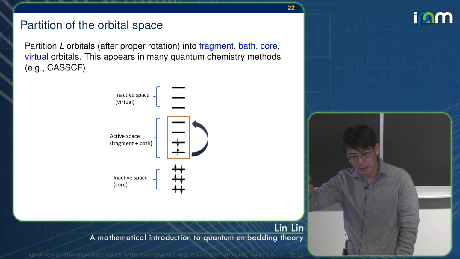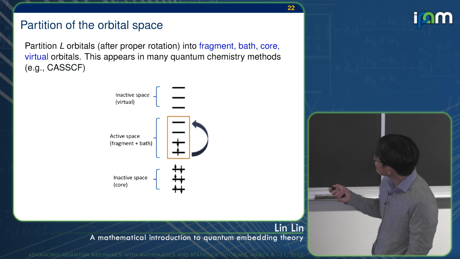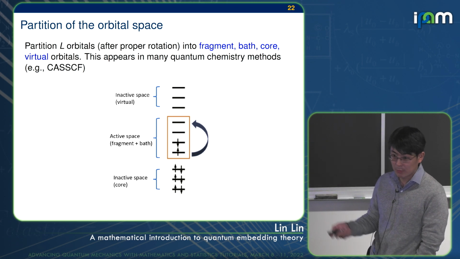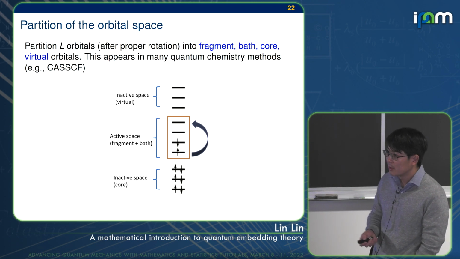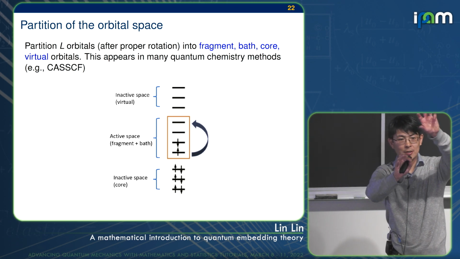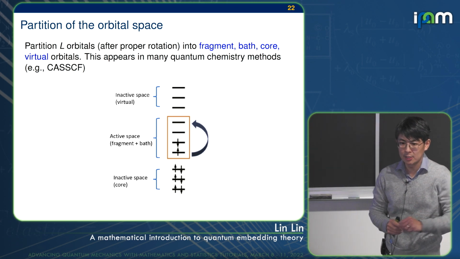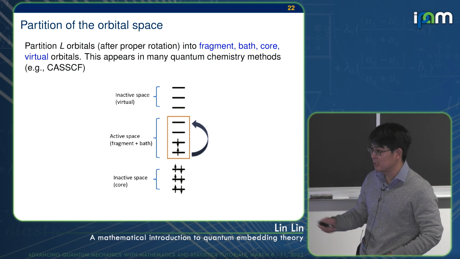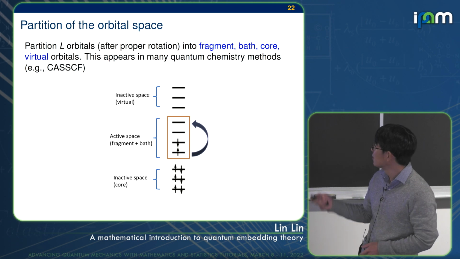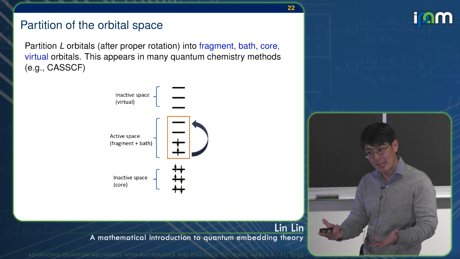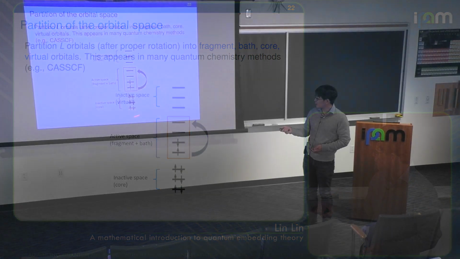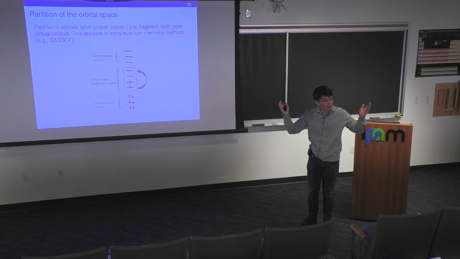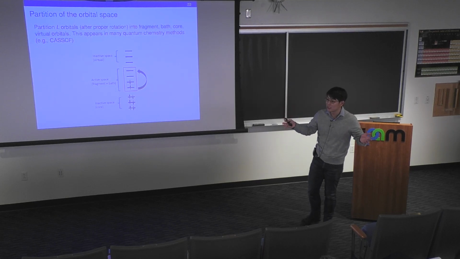You do a proper rotation. The proper is the key word. Then you will end up with these 4 things that appear ubiquitously in quantum embedding theories: fragment, Bethe, core, virtual. So fragment is just a part of the thing that has quartic interaction. Bethe is to be defined. Fragment plus Bethe forms the so-called active space, meaning that there's a quartic interaction. Virtual and core, they only have quadratic interaction. Core means things are inactive because they are fully occupied. Virtual, they are inactive because nothing got populated. Of course, all these are approximations, but you do what you can.